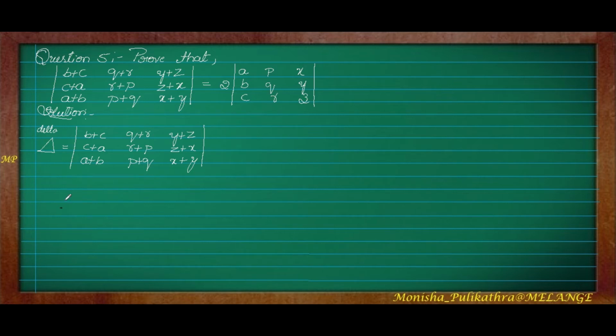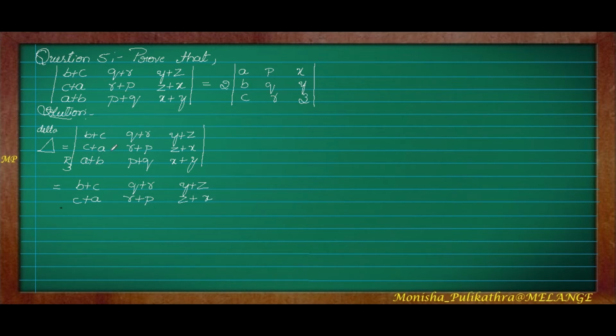In the starting, I will be splitting only row 3. So this is row 3, and I will be splitting it into 2 determinants. Let us do it. B plus C, Q plus R, Y plus Z, write as it is. Second row also write as it is: C plus A, R plus P, Z plus X. Only the third row you have to split.